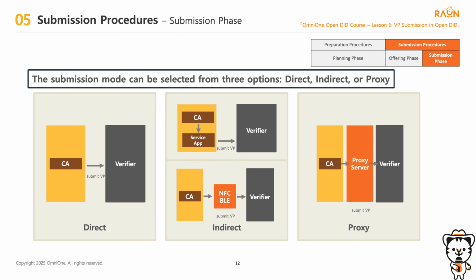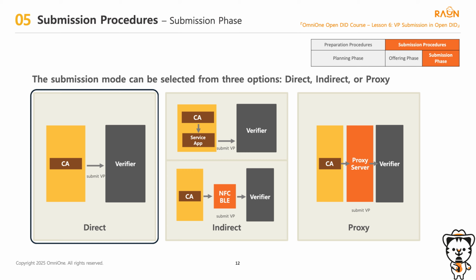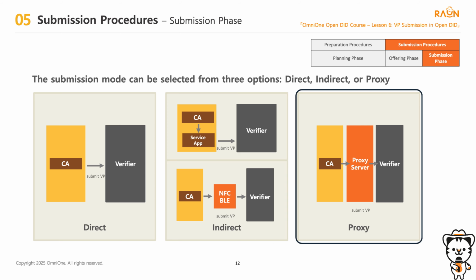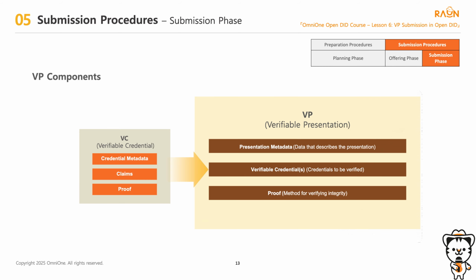There are three main modes for VP submission. First, there's the direct mode. As the name suggests, this is the simplest method where the user's authorized app sends the VP directly to the verifier. Next is the indirect mode. In this method, the VP is not sent directly but is submitted indirectly through an intermediary such as a service app, NFC, or Bluetooth. Finally, there's the proxy mode. Here, a proxy server exists between the authorized app and the verifier, and the VP is delivered through this proxy server. So, what are the components of a VP?